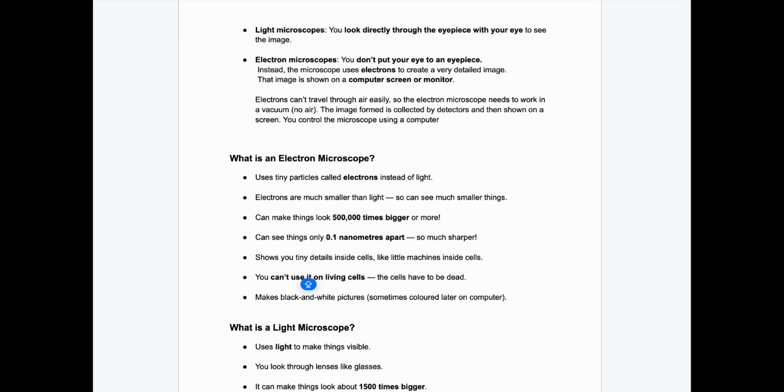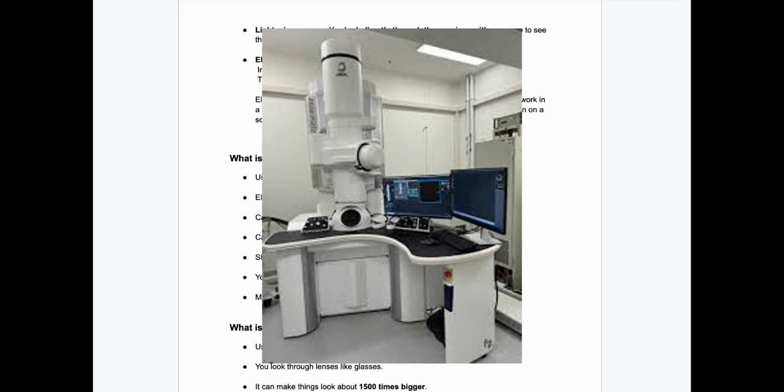Essentially what it is, is a super powerful microscope. You do not look into it with your eyes like the light microscope, but instead it sends tiny particles called electrons, which you study in chemistry. If you're doing chemistry, you'll know what they are. It sends them to look at tiny things, and it takes pictures of those tiny things using electrons, and then it shows that picture on a computer screen.